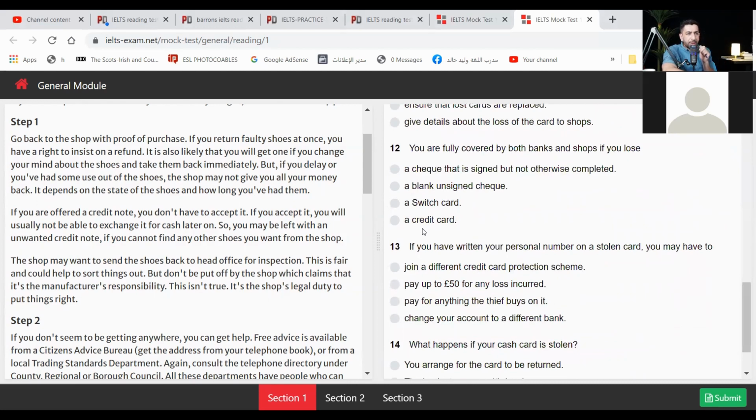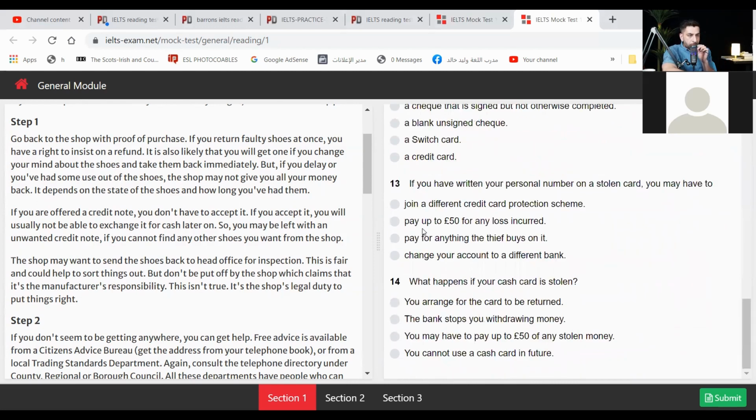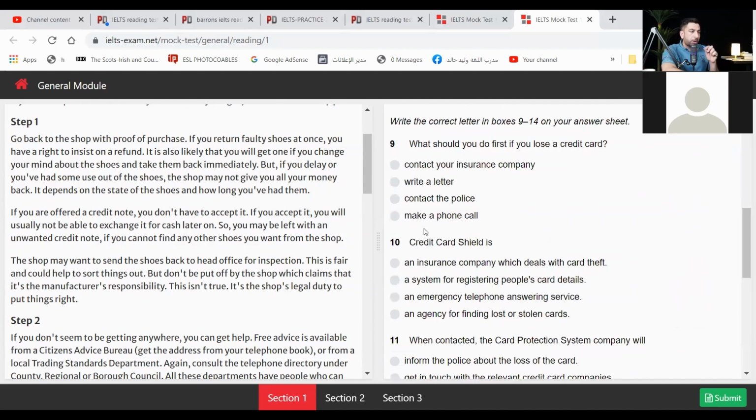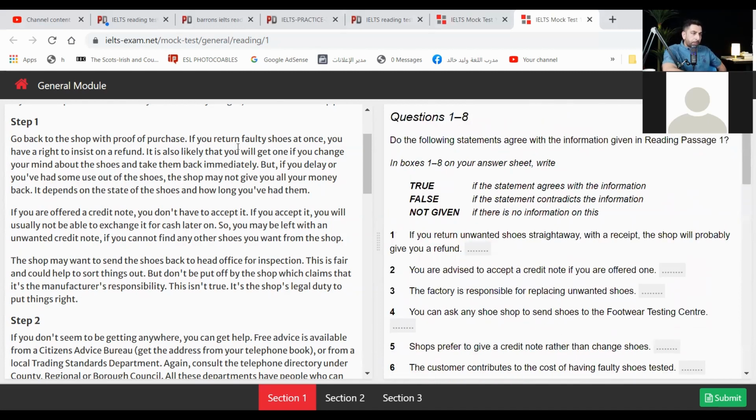I'm doing this with all my tests, the reading and listening. Okay, perfect. I just go through the questions. No, great. Now you're in good hands right now. Then, now you have a right to insist on a refund. It is also likely. Now read it for me, please.